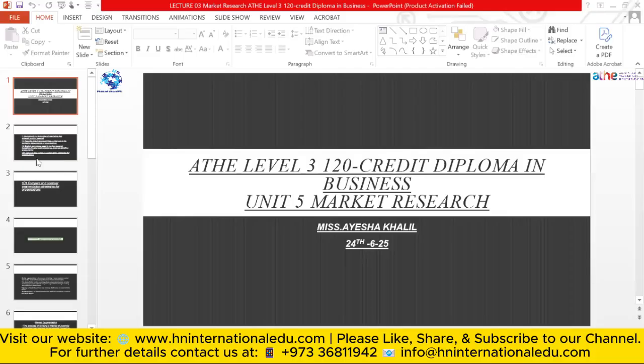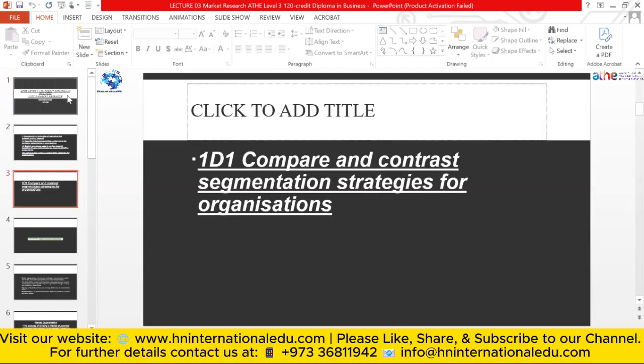We are going to do 21, actually completing LO1 today, inshallah. And then I made a separate document as well, just in case you need extra guidance, you can definitely read that document too. Jumping towards the last part for LO1 and lecture 3: compare and contrast the segmentation strategies for the organizations.